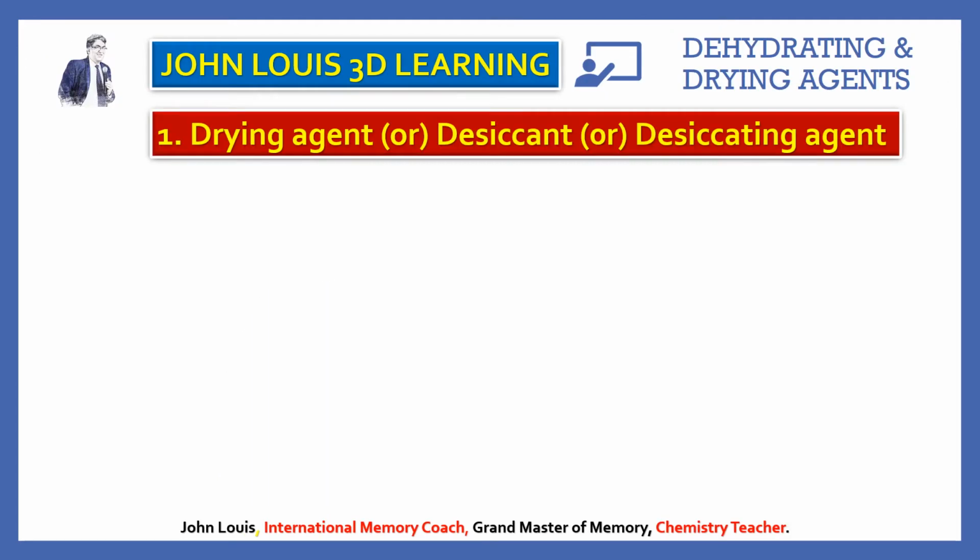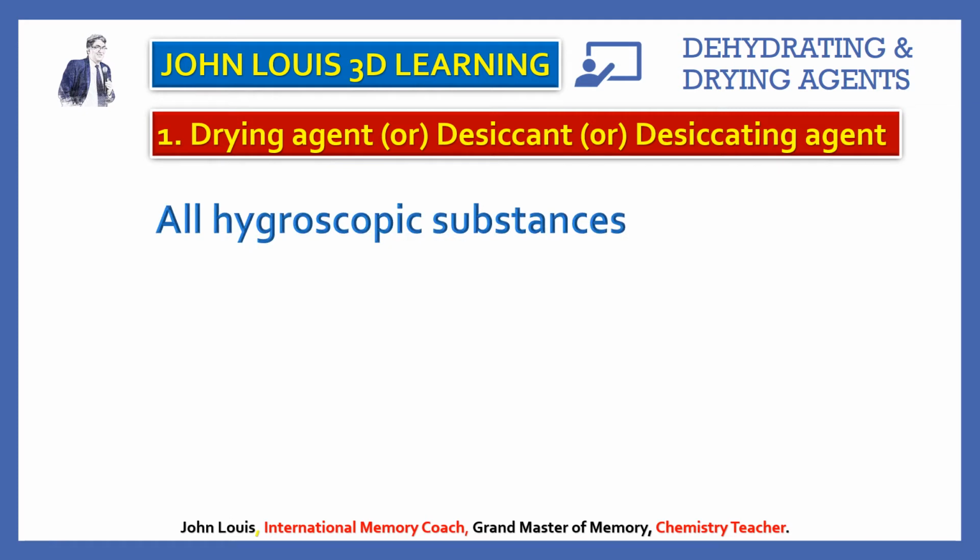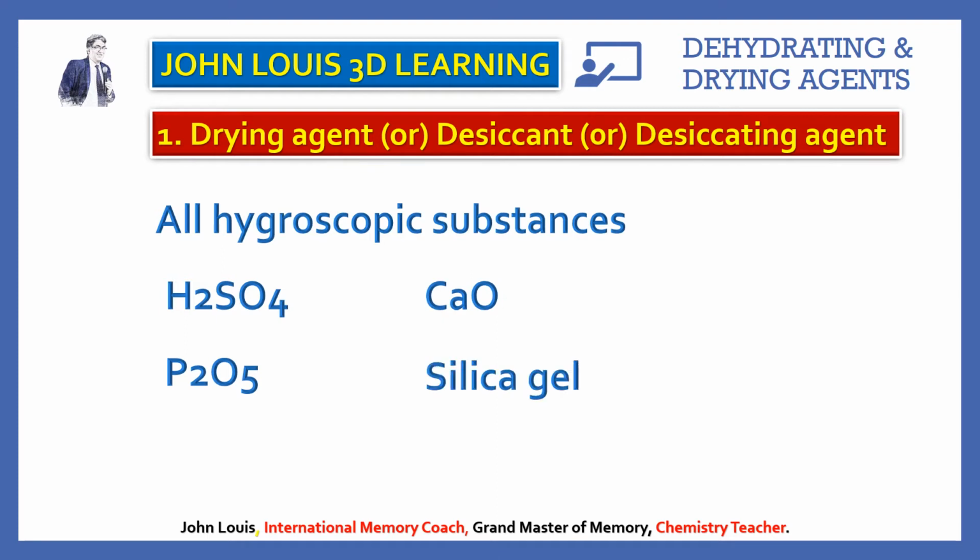Okay, first of all, let us take drying agent. It is also known as desiccant or desiccating agent. All hygroscopic substances are drying agents: sulfuric acid, phosphorus pentoxide, calcium oxide and silica gel. We have seen the formula of silica gel already in the previous video lesson. SiO2·xH2O, where x can be any number of water molecules.